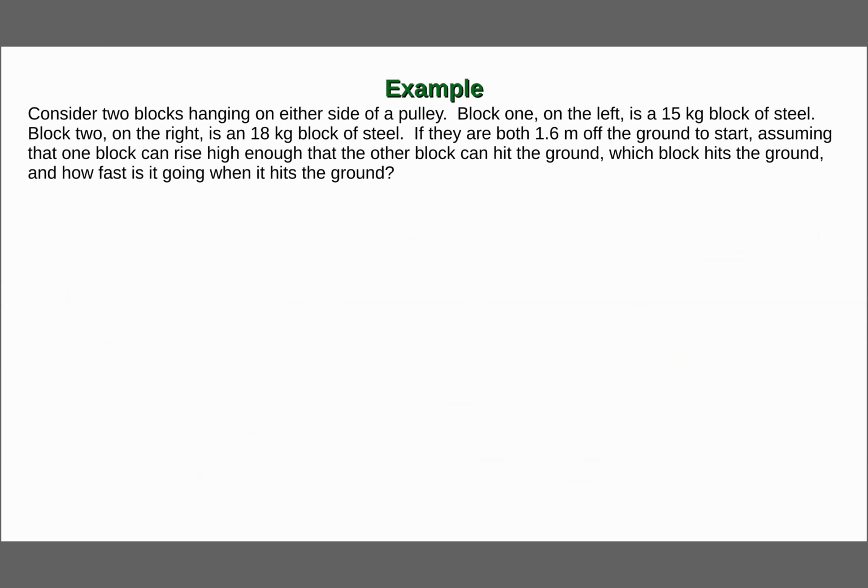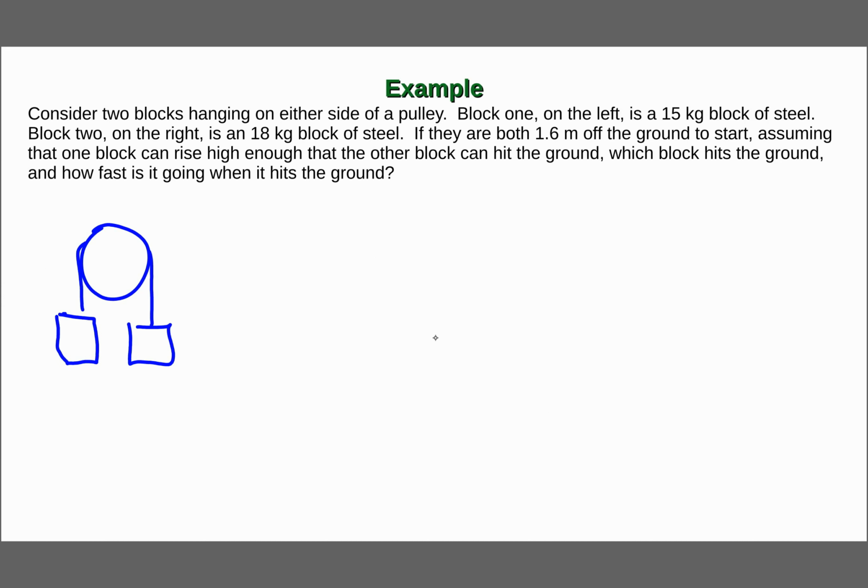So now let's look at our last example for the day. Consider two blocks hanging on either side of a pulley. Block 1 on the left is a 15 kilogram block of steel. Block 2 on the right is an 18 kilogram block of steel. If they are both 1.6 meters off the ground to start, assuming that one block can rise high enough that the other block can hit the ground, which block hits the ground and how fast is it going when it hits the ground?